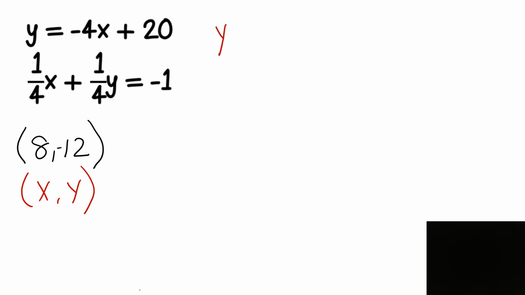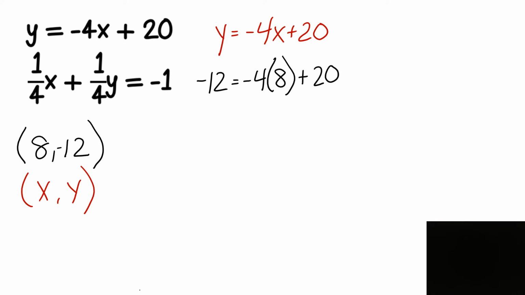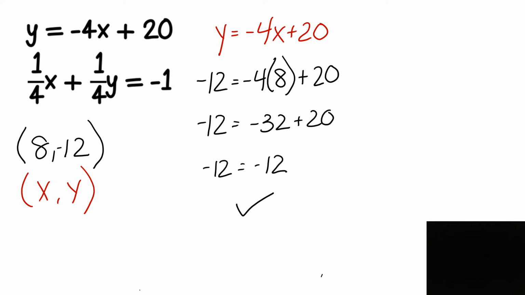Substituting them into the first equation, y equals negative 4x plus 20. My y value, negative 12, goes first, and then my negative 4x value, 8, and my plus 20 at the back. We multiply negative 4 and 8 to get negative 32, plus my 20 would give us an answer of negative 12. Both sides match, so that's a correct solution.